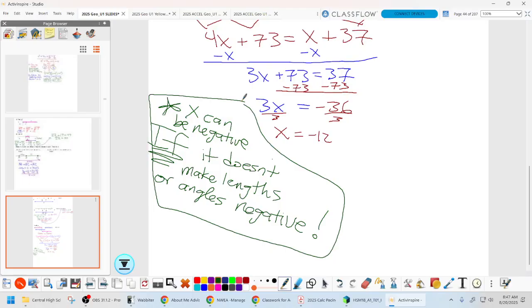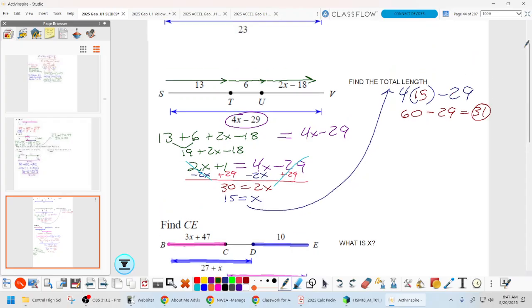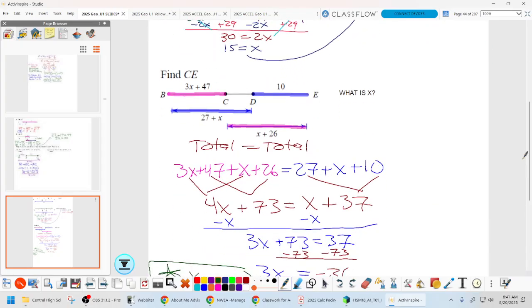So does it? If we have a negative 12, does any of the segments become negative? Go back and check. So look at your problem. Knowing now that x is negative 12, are any of these pieces going to be negative? Because if they are, something's wrong. In geometry, we can't have that. So is this one negative? If we plug in negative 12? Is this one? Is this one? So they're all okay, right? In this case. But sometimes you need to be careful and say, no, that doesn't work.